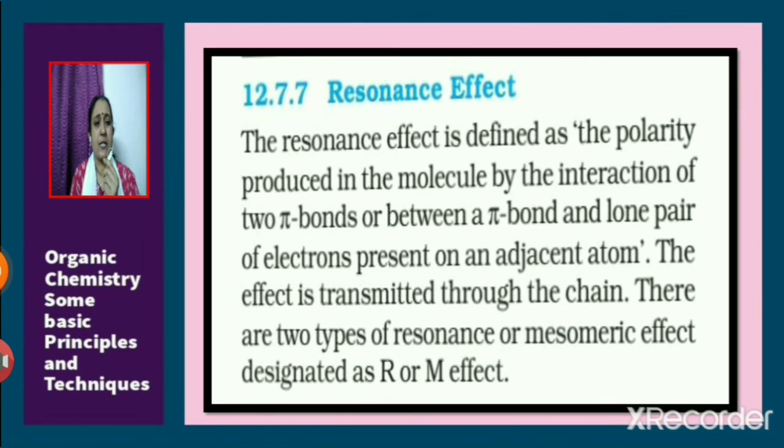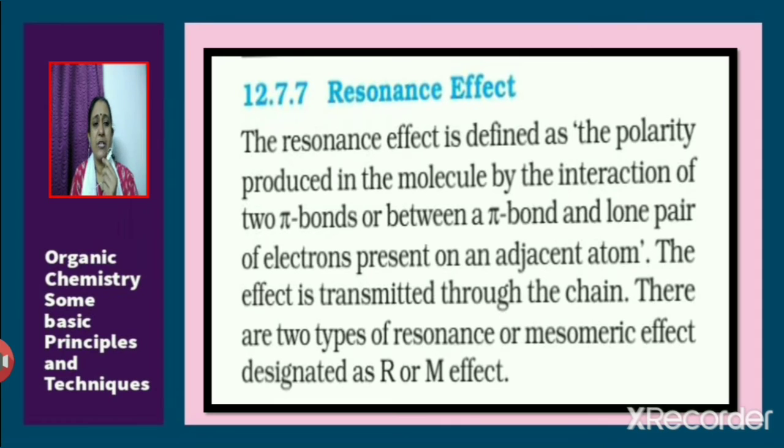Next we shall discuss resonance effect. It is also known as mesomeric effect. Let us see what is meant by resonance effect. It is defined as the polarity produced in the molecule by the interaction of two pi bonds or between a pi bond and a lone pair of electrons present on an adjacent atom. The effect is transmitted through the chain. There are two types of resonance or mesomeric effect, designated as R or M effect.